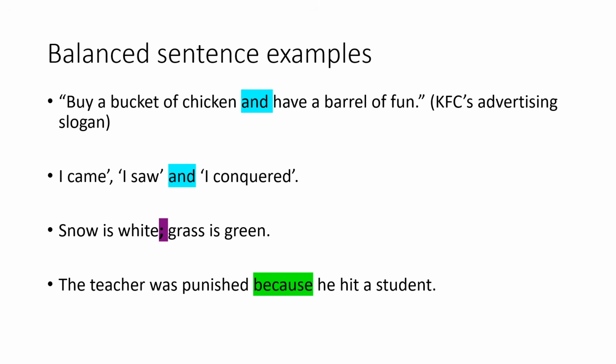The teacher was punished because he hit a student. Because is being used as our conjunction to separate the two parts of the sentence. He hit a student is as equally as important as the teacher was punished.